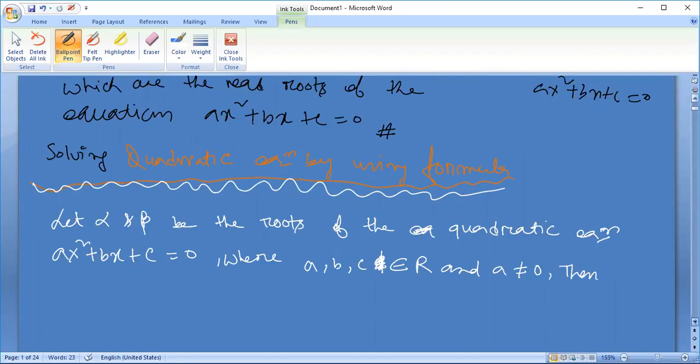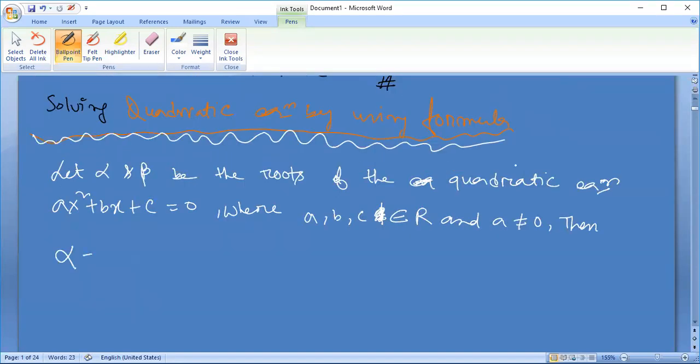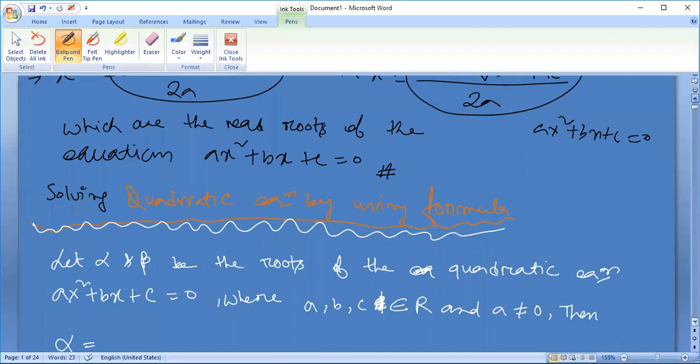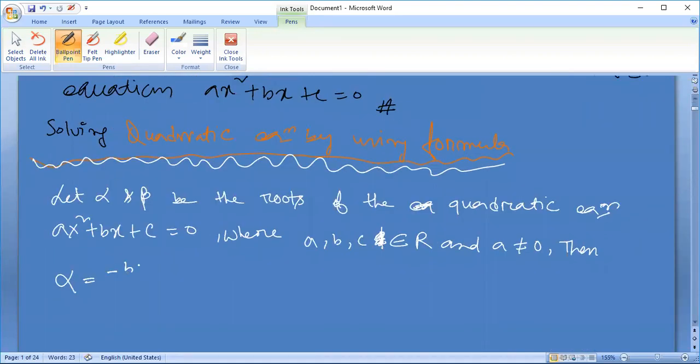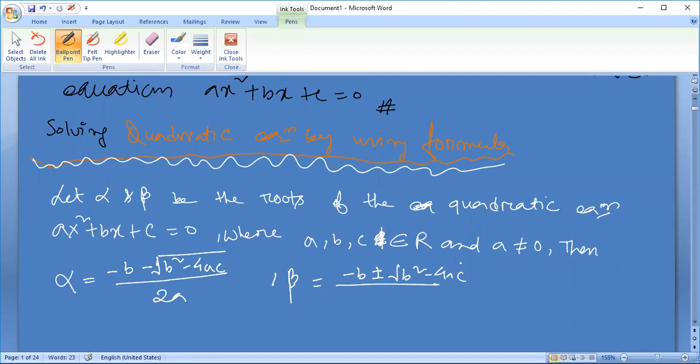then alpha will be equal to, now see, just now we have found two formulas: minus b minus root of b squared minus 4ac by twice a, or minus b plus root of b squared minus 4ac by twice a. So if alpha and beta are the two solutions, then alpha will be either minus b minus root over b squared minus 4ac by twice a, or it can be plus also. So if it is minus, then beta will be minus b plus root over b squared minus 4ac by twice a. Clear all of you?